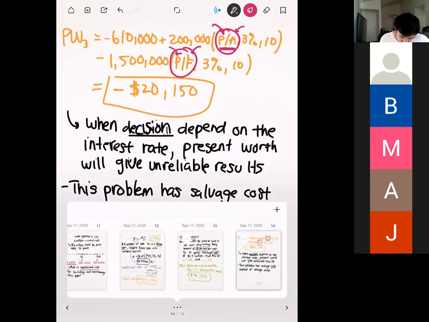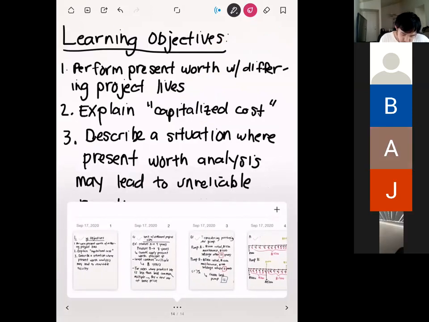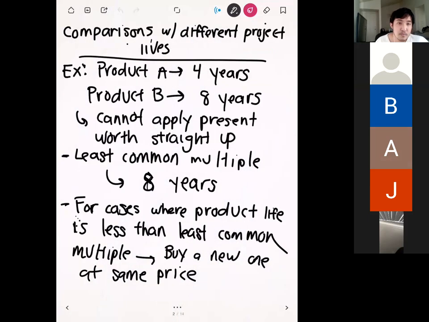Yeah, definitely. What do you mean by unreliable results? Do you mean like we can't choose between present worth number 1 or present worth number 3? Right, that's what I mean. Unreliable results means that if you do present worth analysis, like in this case on product A and product B, and product A comes out on top, but if you change the interest rate, product B comes out on top, that means it's unreliable. So it's unreliable if it affects the engineering decision that you're going to make.